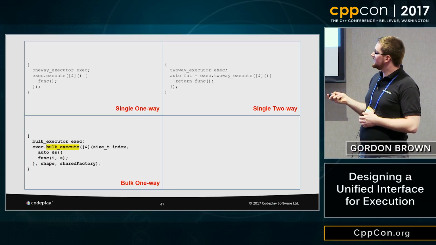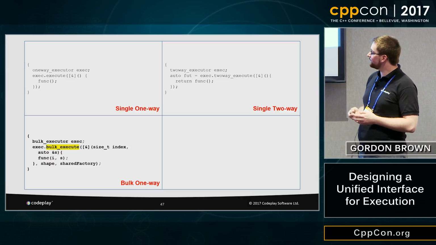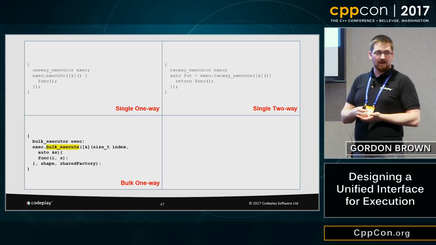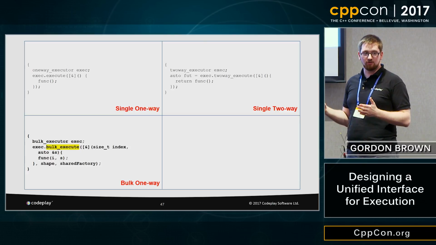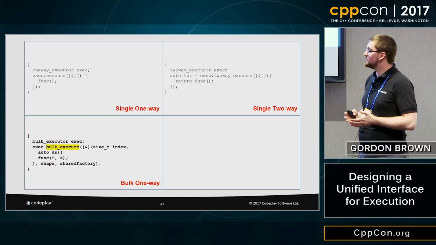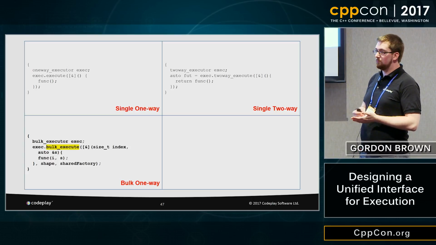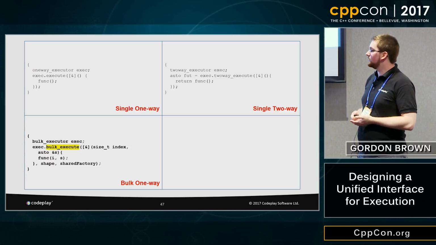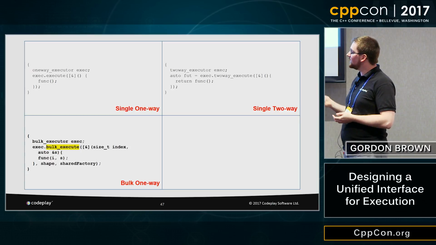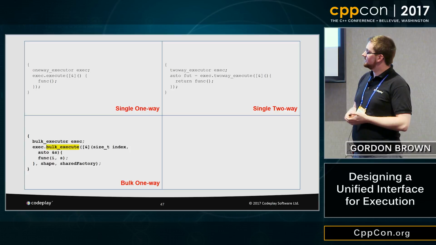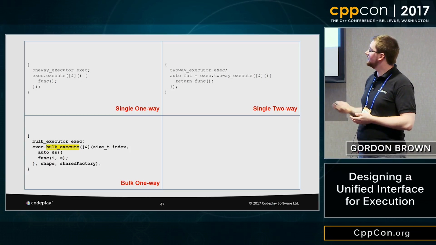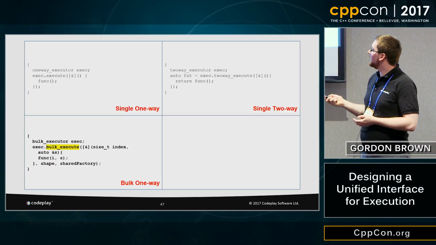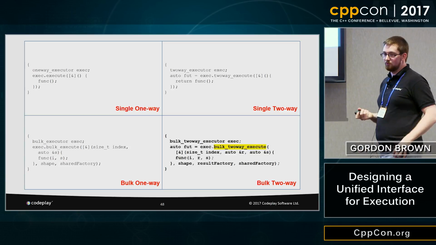To go to the parameters inside the lambda here, the first one is index. This is the current index into the iteration space defined by shape. So shape said I want to execute across 1,000 execution agents. Then index would be 0 to 999 for each of those iterations. And then S is the instance that's returned by shared factory, passed by reference, so that you can access it in every execution agent.